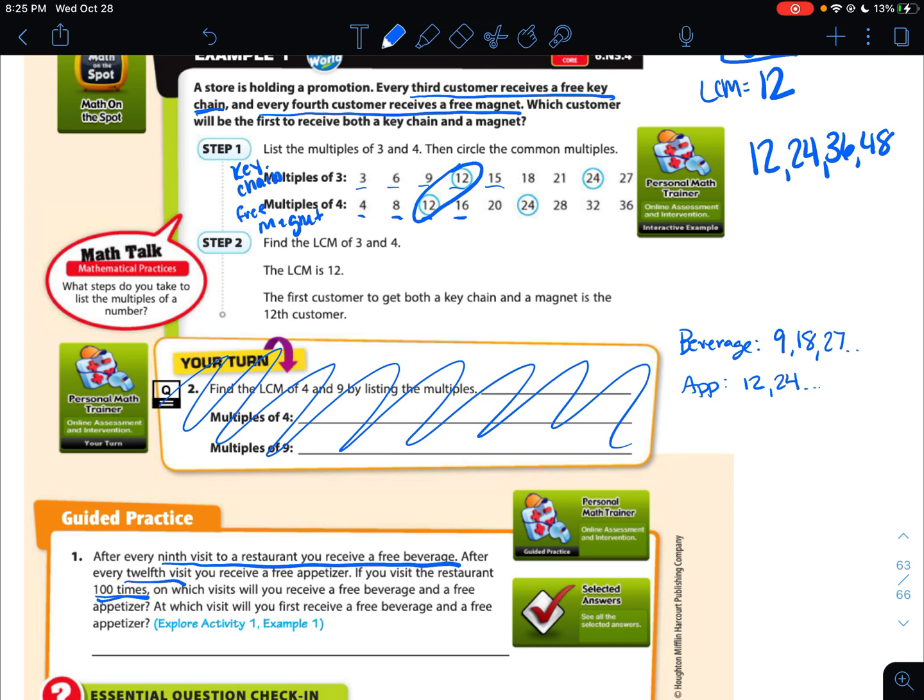Okay, so I would list all the visits you would receive a free beverage or a free app. But keep in mind, you're only visiting 100 times, so you don't want to go over 100. So I want you to figure out what visits you're going to receive both a free beverage and a free appetizer, and at which visit will you receive, or the first time you're going to receive both. So I want you to try to see if you can figure that out on your own. So pause the video and see what you can come up with.